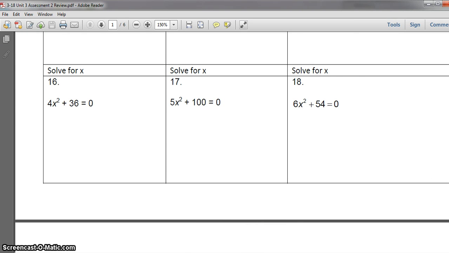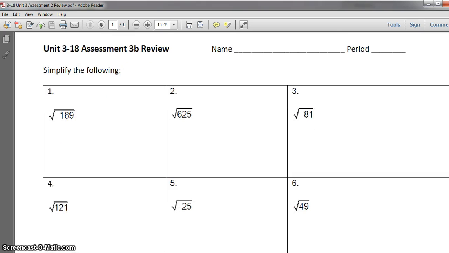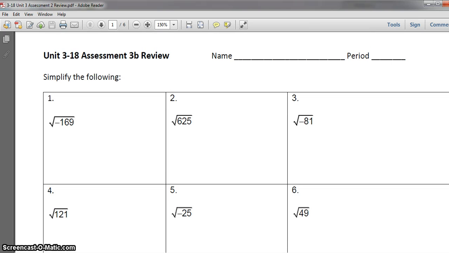Today we're going to be working on the review, Unit 3 review sheet. I'm going to divide this into 3 different videos. Video 1 is going to be on page 1 and 2.